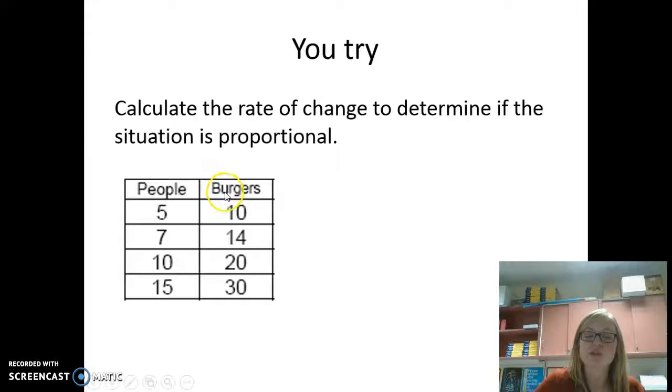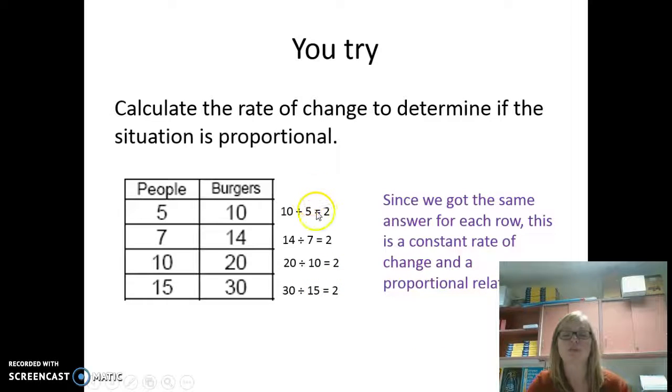Next one, burgers and people. So if 5 people ate 10 burgers, to find the constant rate of change, you do 10 divided by 5, which is 2. For the next row, you do 14 divided by 7, which is 2, 20 divided by 10, which is 2, and 30 divided by 15, which is also 2. If you get 2 the whole time, the same answer for every row, that means this situation is proportional.